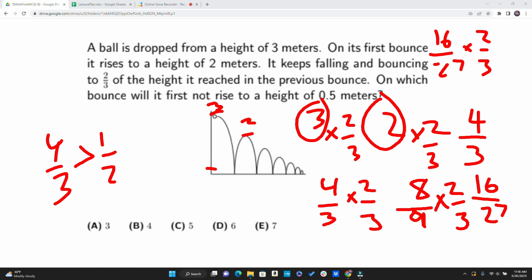That's 32/81. Okay, now are we less than a half? Well, 32 times 2, doubling 32 is 64. So if we double the 32, we're still not at the whole thing. So now we're less than a half. 32/81 is less than a half. How many bounces did that take us? Took us 1 bounce, 2 bounces, 3, 4, 5 bounces. Answer choice C.